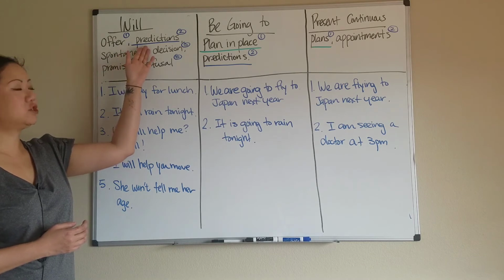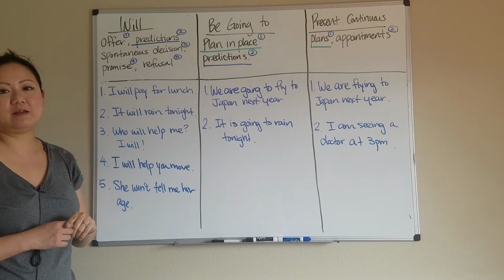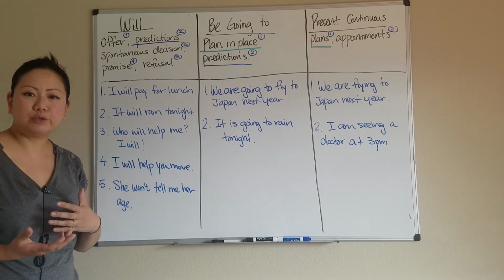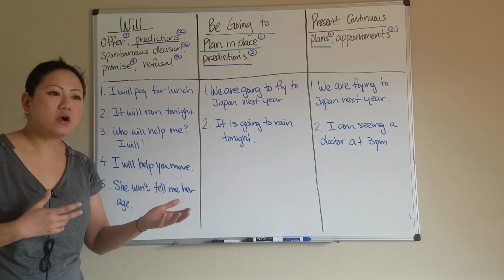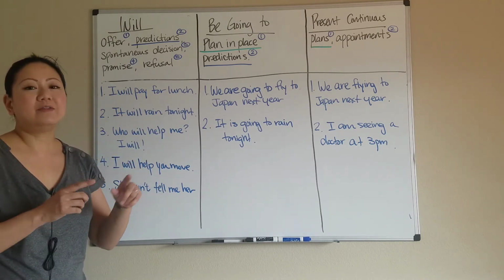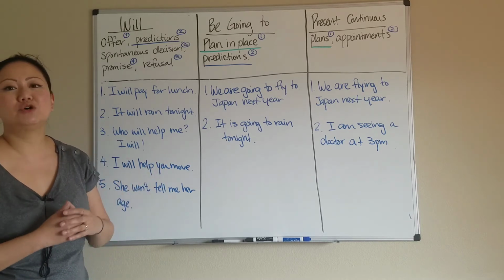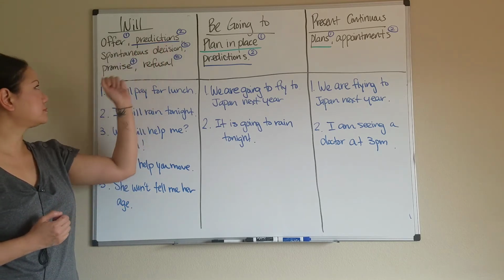Second use is prediction, making a guess of what will happen. It will rain tonight. So I'm not sure if it's going to rain, but I have some clues, right? I can look at the sky and kind of say, it looks a little dark. It looks really cloudy. I think it will rain tonight. I'm making a guess. I'm not sure, but it looks like it. I can also use will to make a prediction.